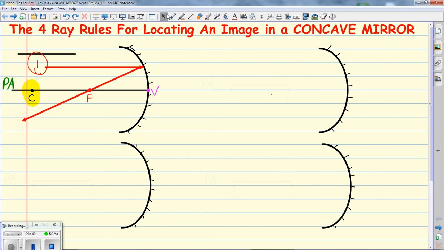All right? The next ray rule, again, what we need is to have our principal axis. And there's our measuring device again. So that's the principal axis. This point is the vertex. It's the center of this curvature. This is the focal point, and this is the center. And again, the distance FC is the same as the distance FV always. So you can say that C is really 2F. That is twice this distance.